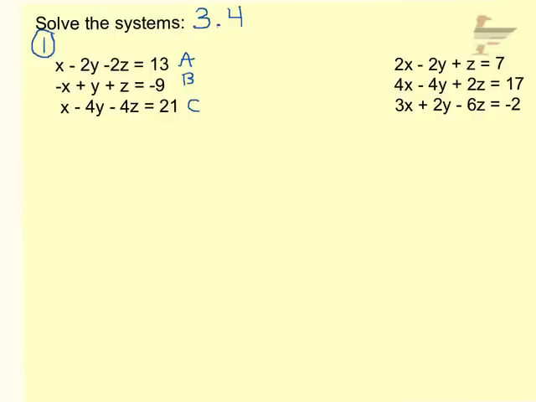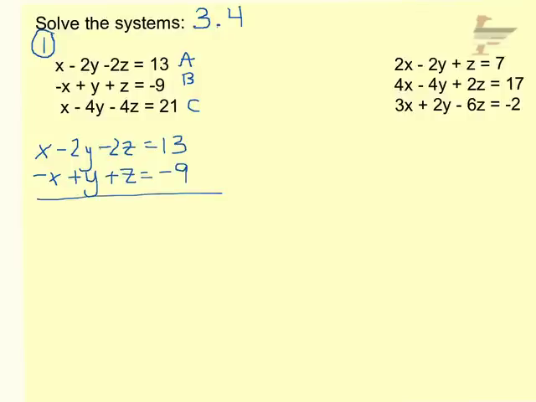First, I'm going to put together A and B. I'll rewrite A and B and add those together, and of course the x's eliminate. Negative 2y plus y is negative y. Negative 2z plus z is negative z. And 13 minus 9 is 4.